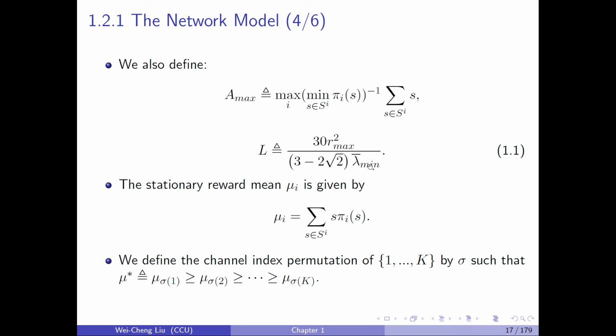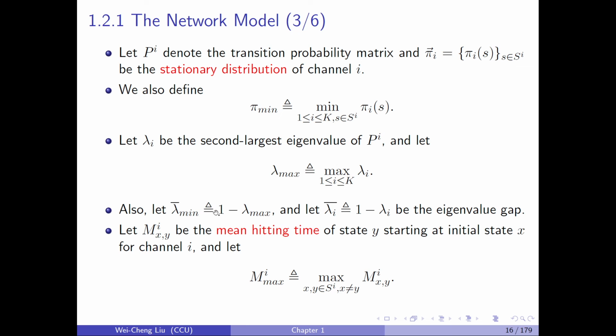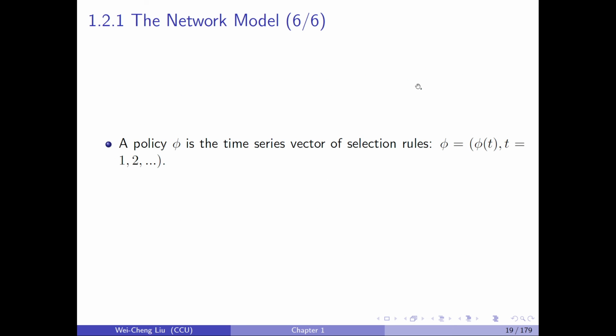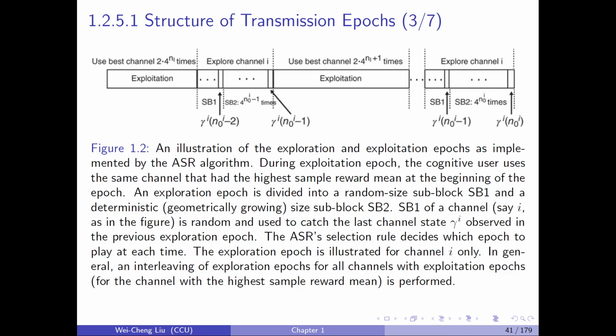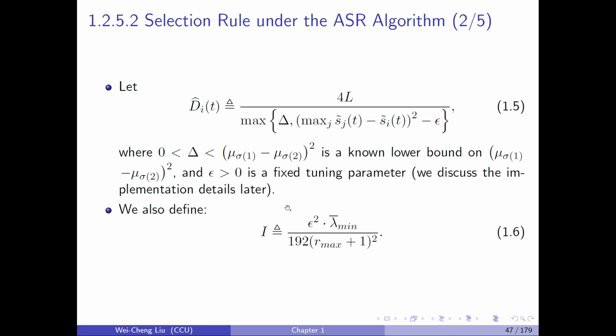Here is the lambda bar minima, which is defined as 1 minus lambda max, and lambda max is defined as the maximum of lambda I, where I is greater than or equal to 1 and smaller than or equal to capital K, and lambda I is the second largest eigenvalue of Pi, the transition probability matrix of channel I. And over 192 times R max plus 1 squared.